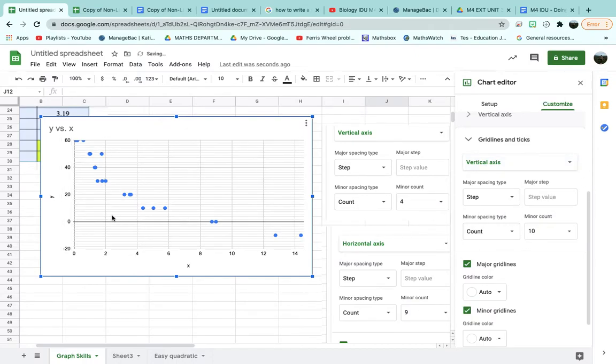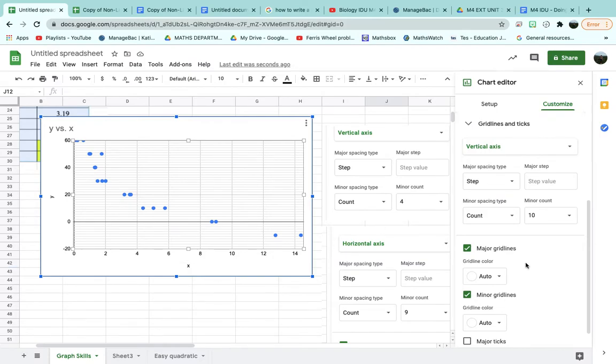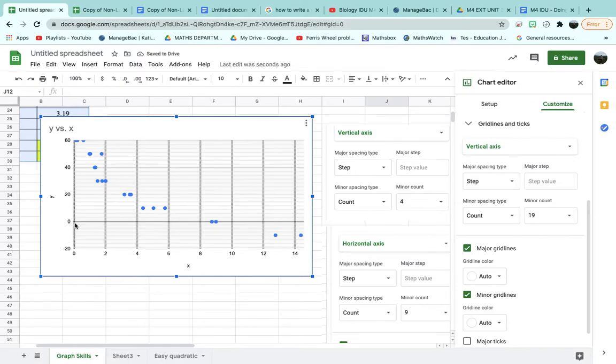And you can see that here we've changed the number of spaces between 0 and 20, so we've got more specific values defined. Now let's change this to 19. Now I think this is the best because they've included 19 lines from 0 to 20, which means that this section of the graph will be split into 20 different sections.